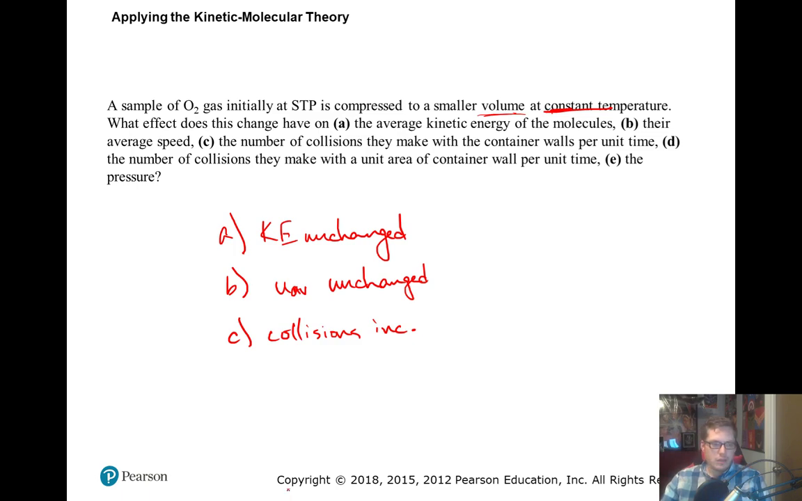Okay. And the second last one here, D, the number of collisions they make with the container walls per unit area of container wall per unit time. That would also increase. It seems silly. Okay, so it's essentially the same as D. All right, but I guess it's for a specific area. It seems redundant. Whatever. All right, E, the pressure. Well, if the number of collisions are increasing, therefore the pressure has to increase as well.